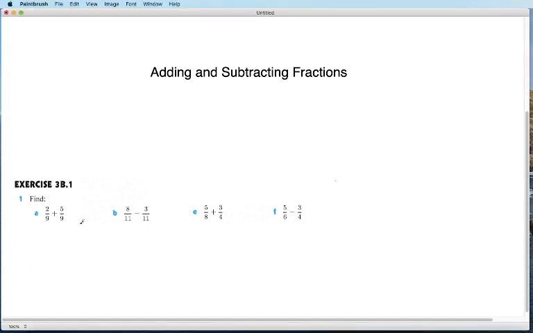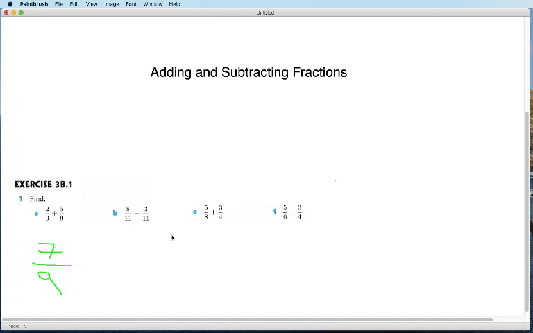So as an example here, before we get started, because we have a common denominator, both are 9 here, we can immediately add the top numerators, 2 plus 5, which is 7, and we keep the denominator the same. So with a question like this, there's no finding common denominator. You can just add the top and leave the denominator the same.